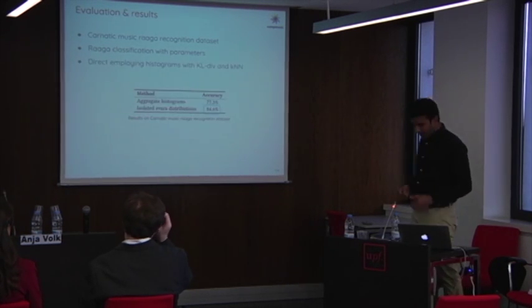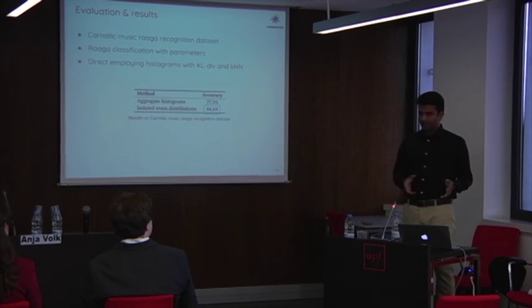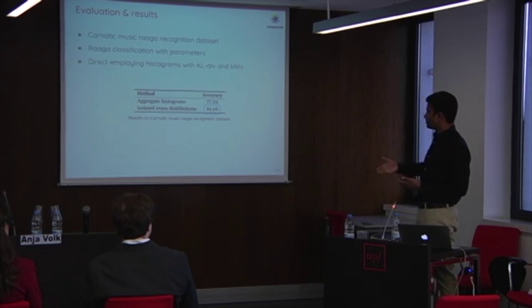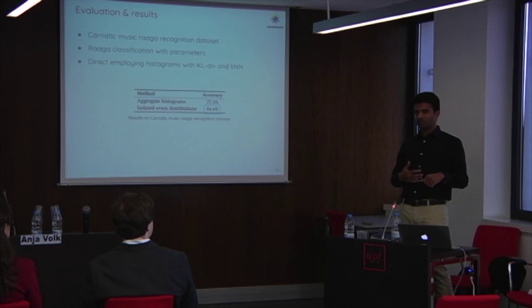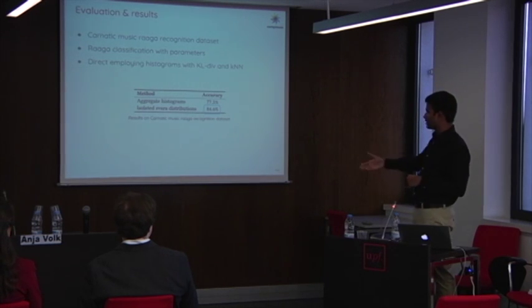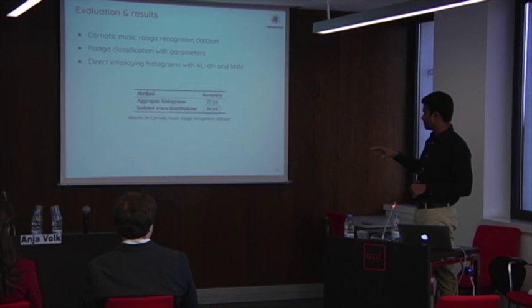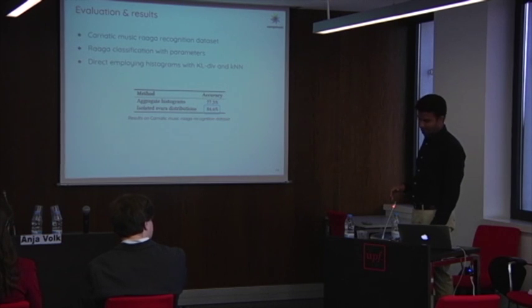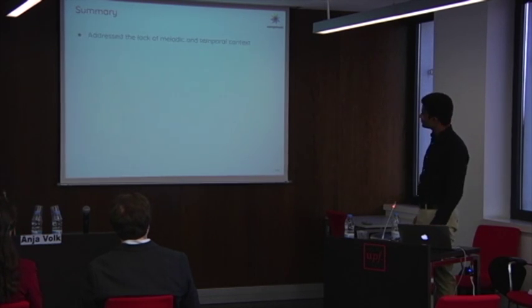One aspect is that we tested the parameters, but the representation itself needs to be tested. So we directly compared the aggregate histograms and the individual swara histograms and did another run of raga classification. And here we see that aggregate histograms are not far behind the context-based swara distributions. And this clearly indicates to us the problem with the way we look at the aggregate histograms.